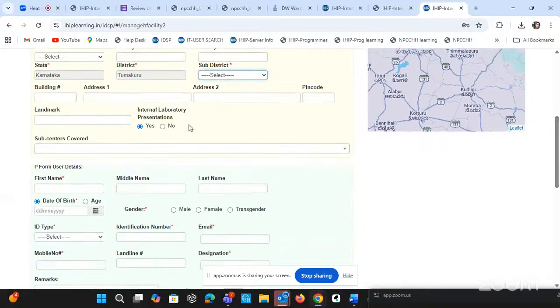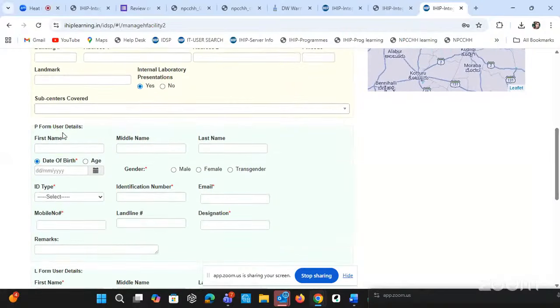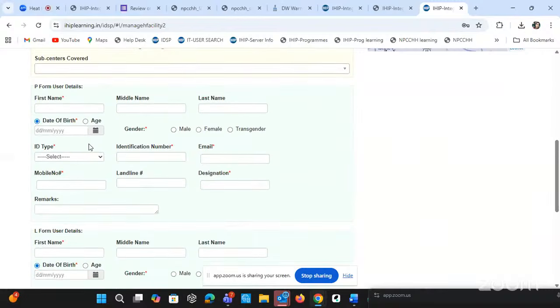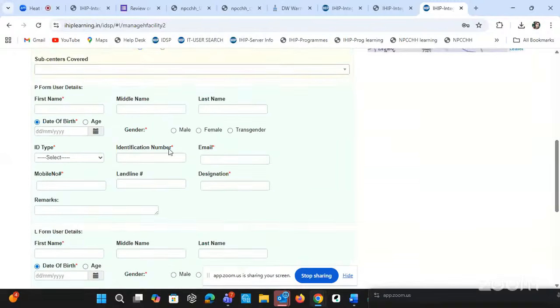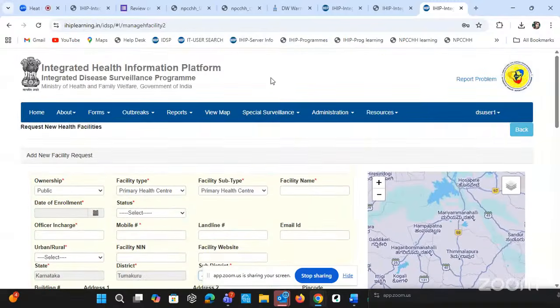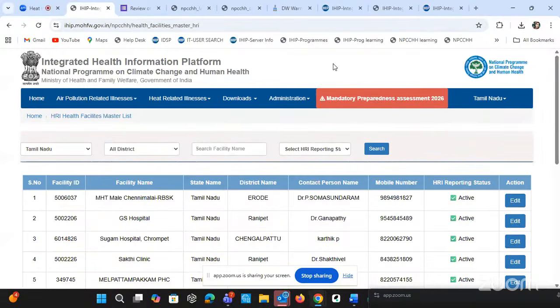After filling in these details and creating the facility over here, will it also be active for HRI? Yes. Okay, thank you. But they have to create it for the P form, not for the L form. Okay. Dr. Pratik, over to you, please.